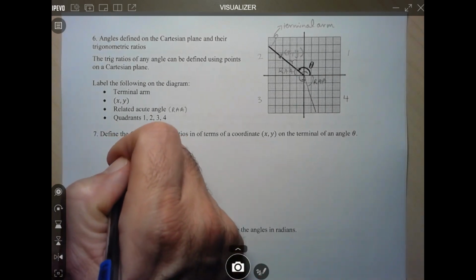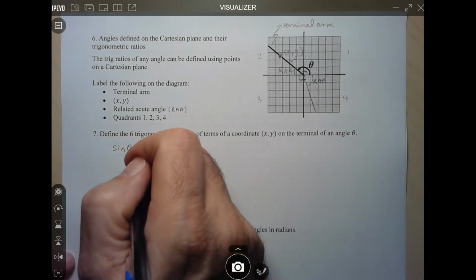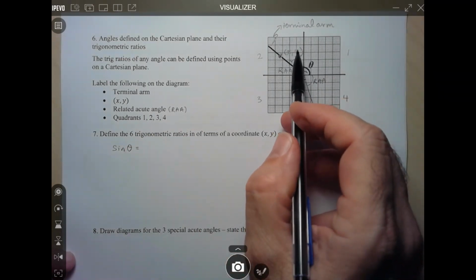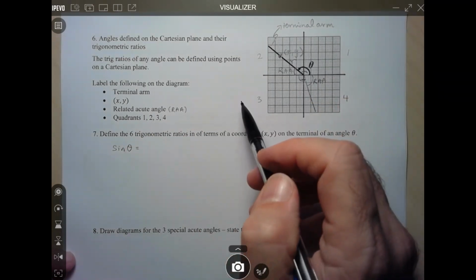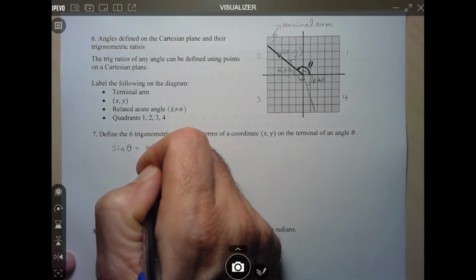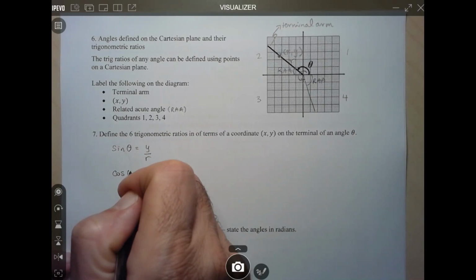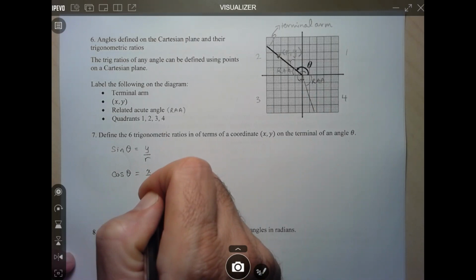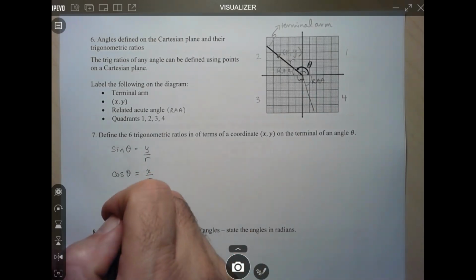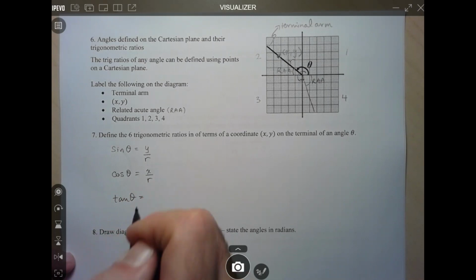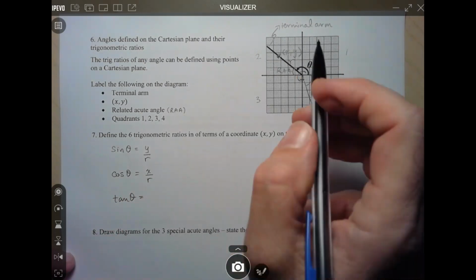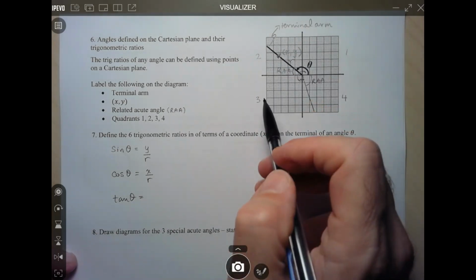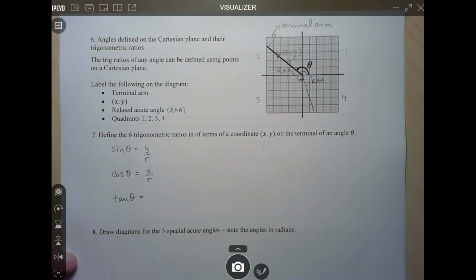So we already talked about the sine ratio. The sine ratio now is given by the y value over the r value. Here we have the cosine of the angle, which is now going to be the x value over the r value. And then we've got the tangent, which is going to be the y value over the x value. Because remember, the y value was equivalent to our opposite, and the x value was equivalent to our adjacent.